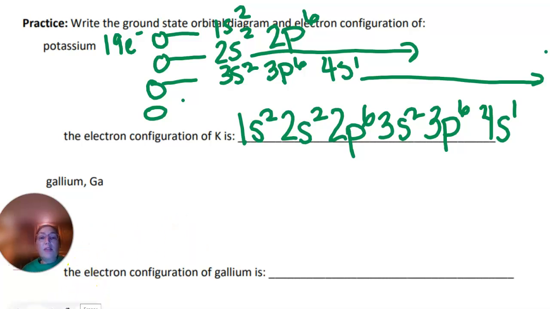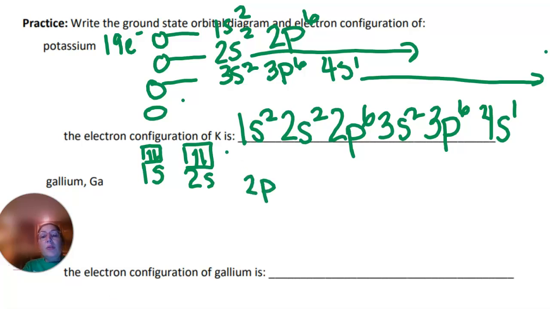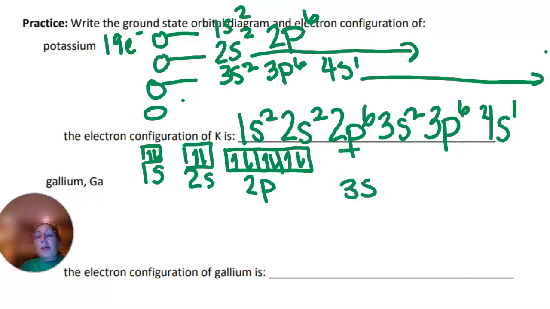Now, I'm also asked to do the orbital diagram. So I'm going to actually do that down here. I'm going to do 1s and put my 2 electrons, 2s and put my 2 electrons, 2p, I should have 3 boxes, 1, 2, 3, 4, 5, 6. That's my first 10 electrons. Here's electron 11 and 12.